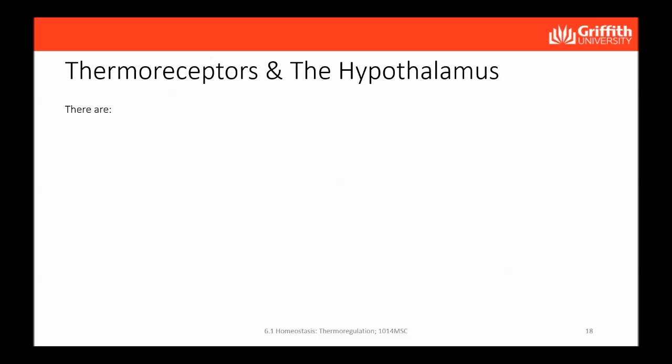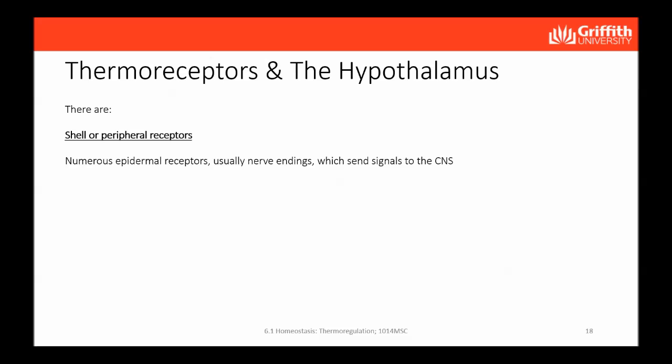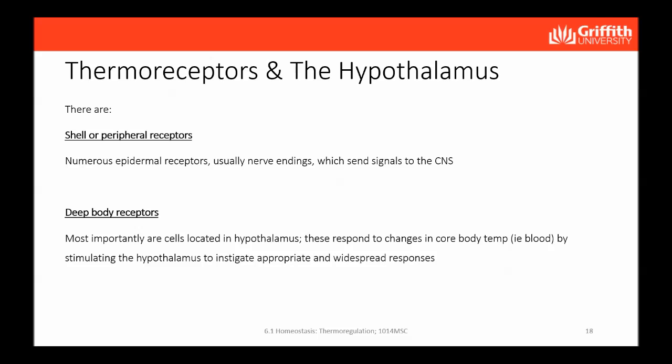The hypothalamus receives input regarding changes in the body temperature from two kinds of receptors. The peripheral receptors are located on the skin, with numerous epidermal receptors. Peripheral receptors are usually nerve endings that send signals to the central nervous system. These may also be referred to as shell receptors. The deep body receptors are sensitive to blood temperature and are located in the body core, including the hypothalamus. These deep body receptors respond to changes in core body temperature by stimulating the hypothalamus to instigate an appropriate and widespread response. These deep body receptors have more influence than the shell receptors in preventing temperature changes in the core.